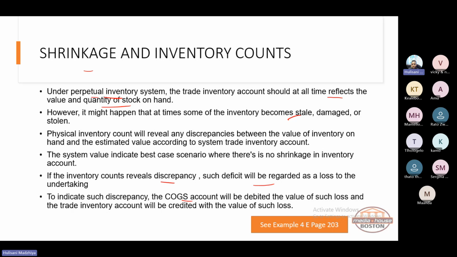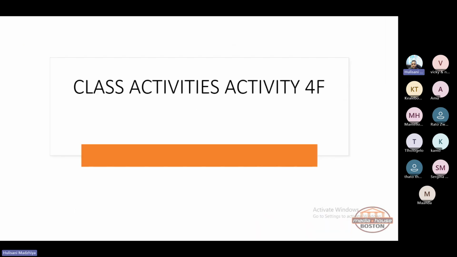See example 4E, page 204, if you want to understand more about how shrinkage and the inventory count affect the company's cost of sales, and why we debit cost of sales, as I've explained at an earlier stage. So this brings us now to our class activity. But before we start, do you guys have any questions?